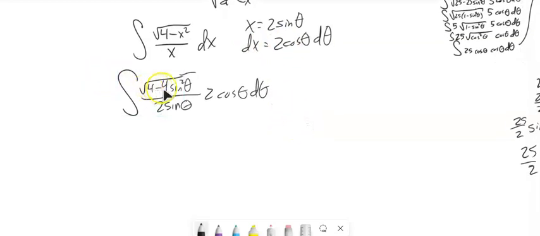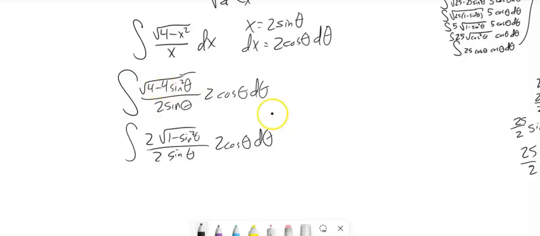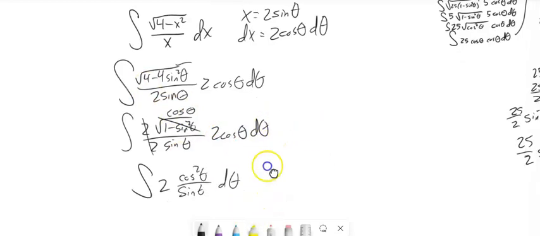There's that. And then from here, I can factor that 4 out, and it's the square root of 4, so that becomes 2, becomes this, those 2s are gone. This is the square root of cosine squared, so this becomes cosine. So notice now I have the derivative of 2, is my 2, cosine squared over sine. Okay, and there's my substitution.